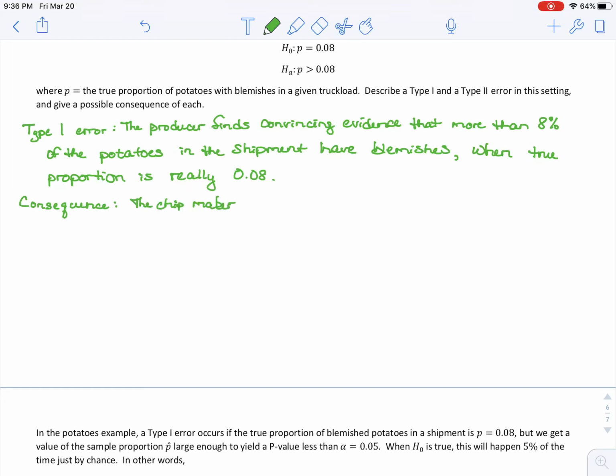Producer, not the maker. Is that the same thing? I'm not sure if it's the same thing.